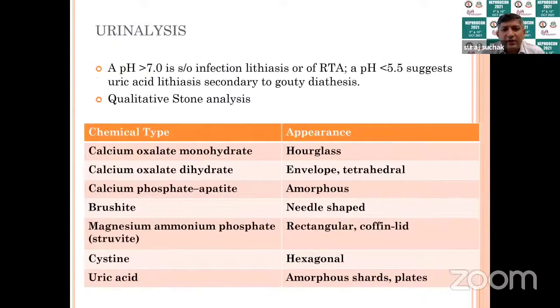Urine analysis will tell us about the pH of urine. There are certain stones which are more likely to be in alkaline pH versus other stones which are more likely to be in acidic pH of urine. Acidic pH will be in uric acid stones and gouty diathesis and diabetes.